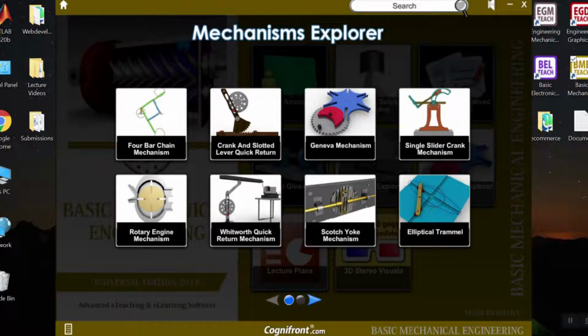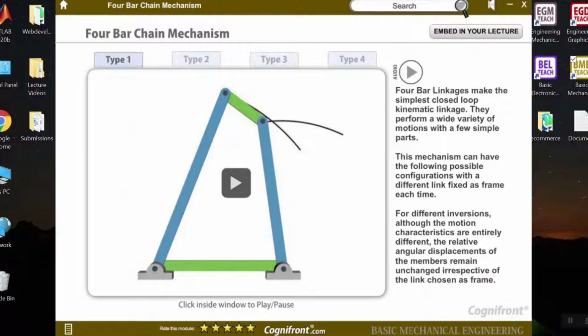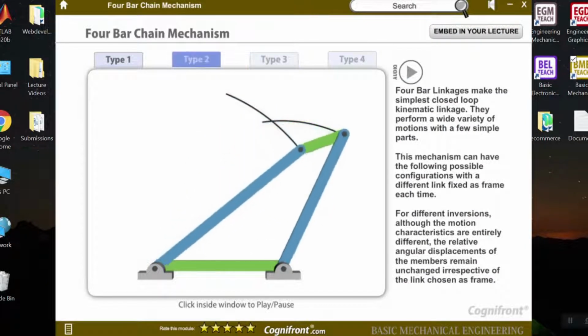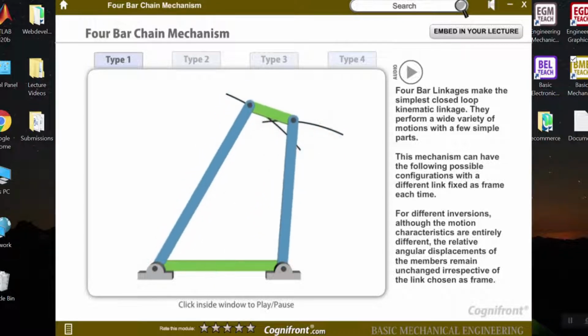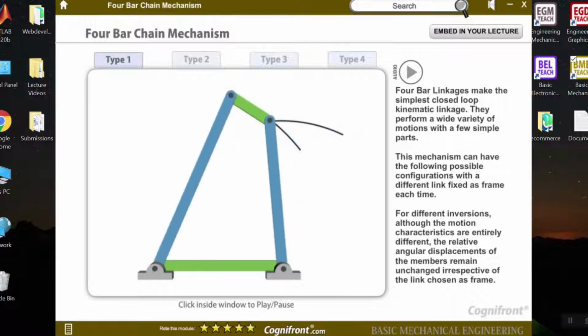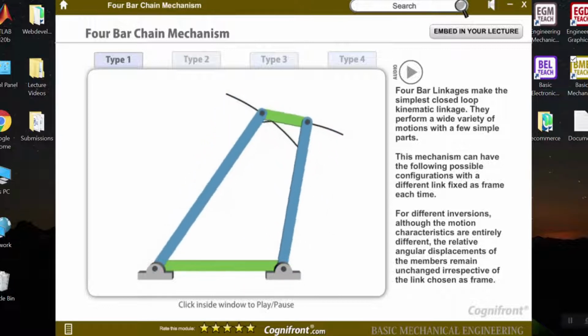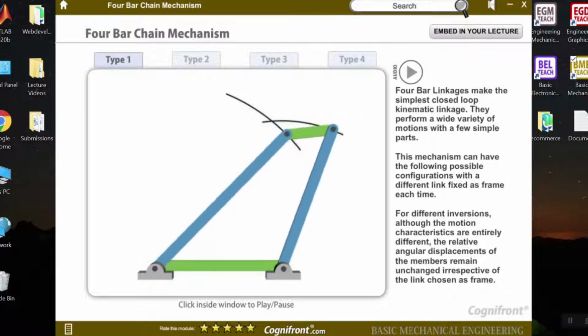Next we have the mechanisms explorer. So in mechanical engineering, mechanism is one of the important topics for designing. A mechanism is something that transforms input force and movement into certain output force and movement. So here we have a video of a 4-bar chain mechanism. For different inversions, although the motion characteristics are entirely different, the relative angular displacement of the members remains unchanged irrespective of the link chosen for the frame.